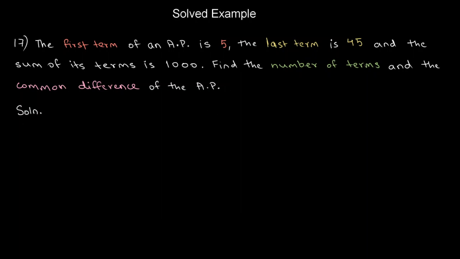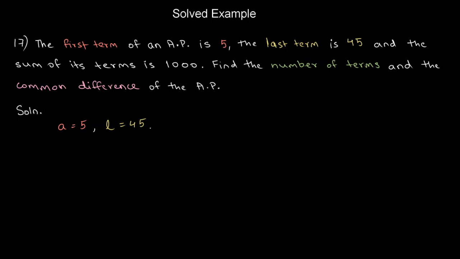Let's start by first noting the given information. I know the first term is 5, so I can say A is equal to 5. I know that the last term is 45, so I can say L, the last term, is equal to 45, right? And the sum of its terms is 1000.